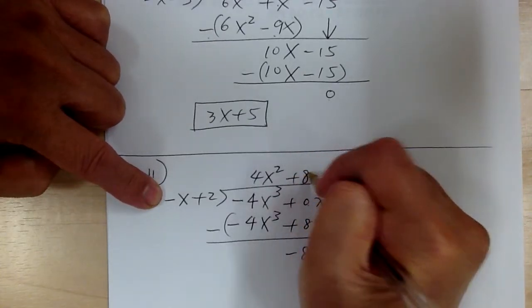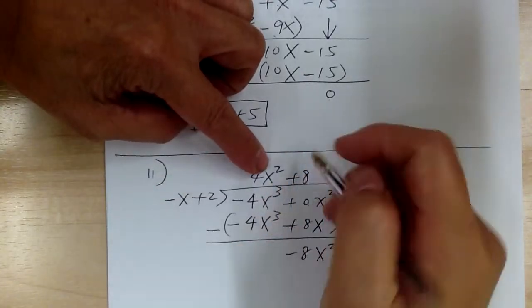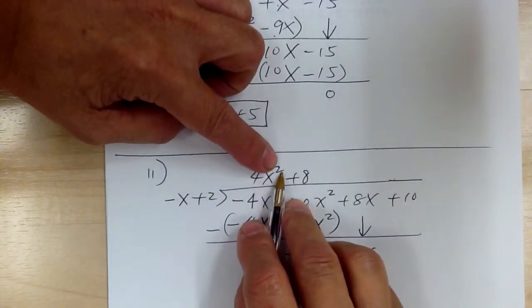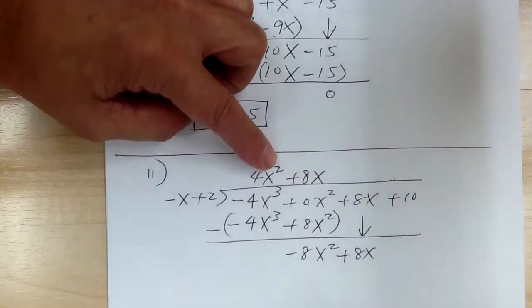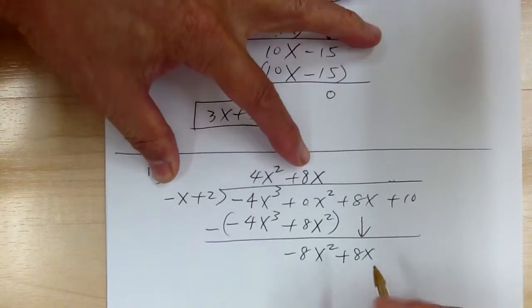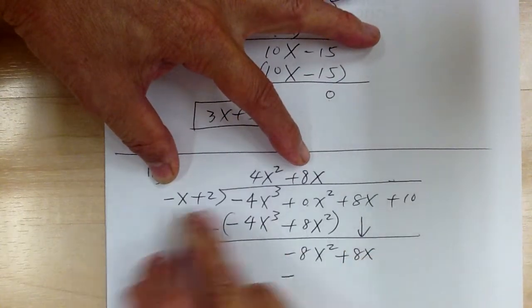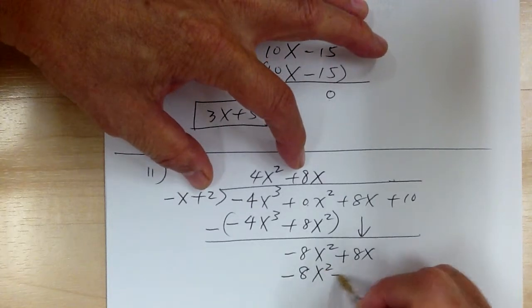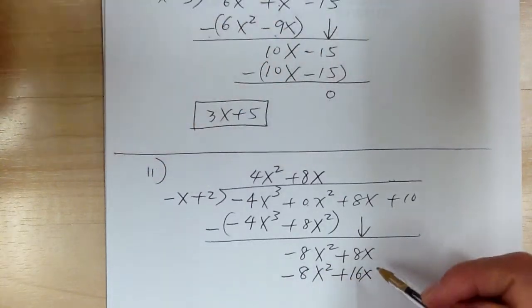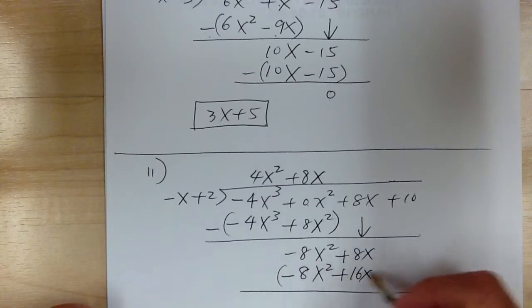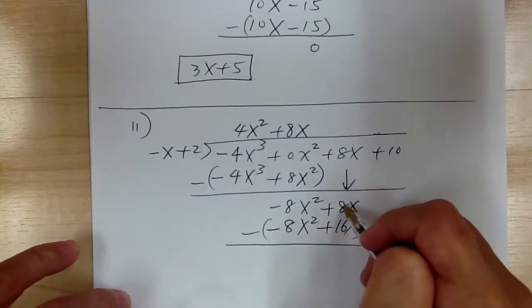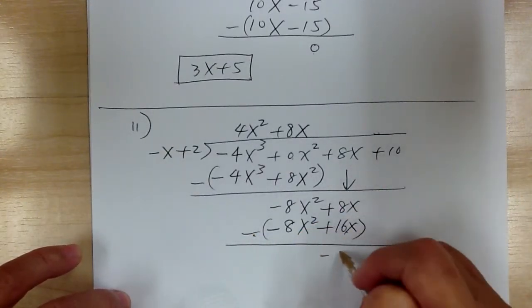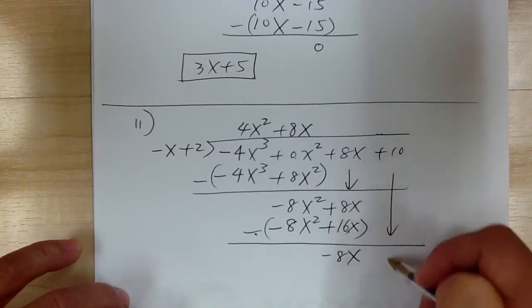So plus 8. And notice, again, this always goes down in order. So if you have x squared, the next one will be x. Okay? So when you multiply, this will give you negative, the sign, then the number, and the alphabet. Right? And this one would be plus 16x. So put parentheses, subtract. So 8 minus 16 will give you negative 8. And you drop the next one.